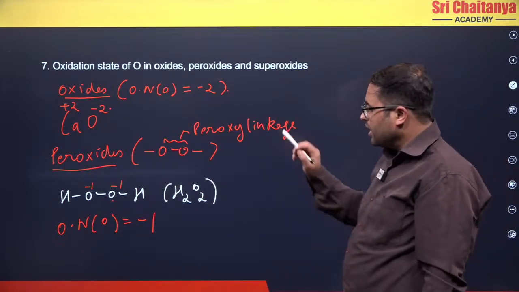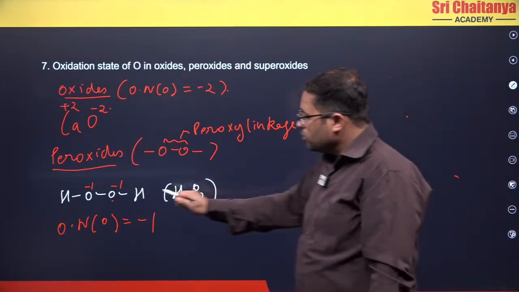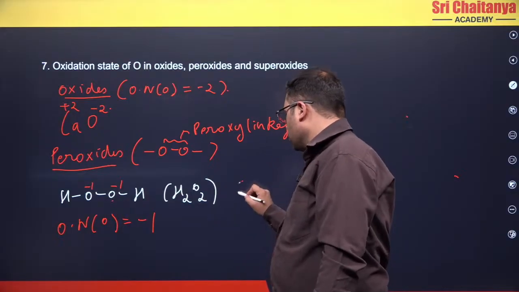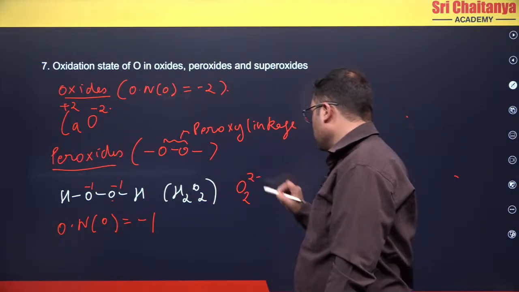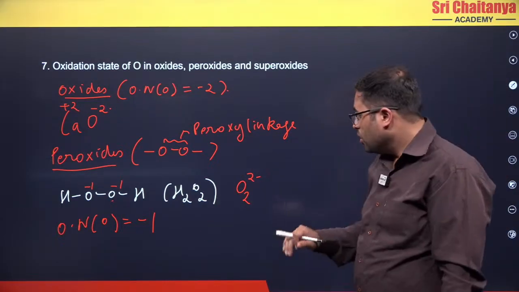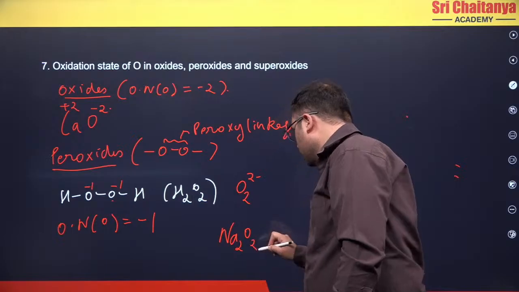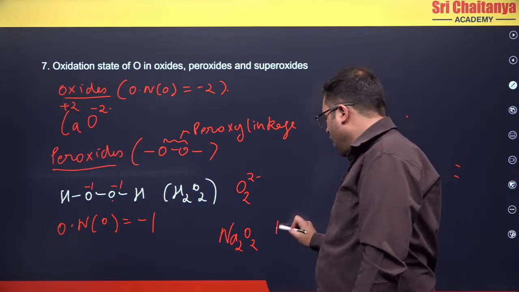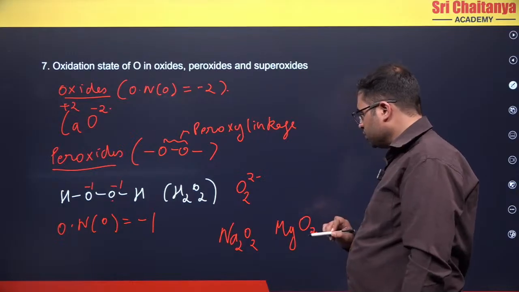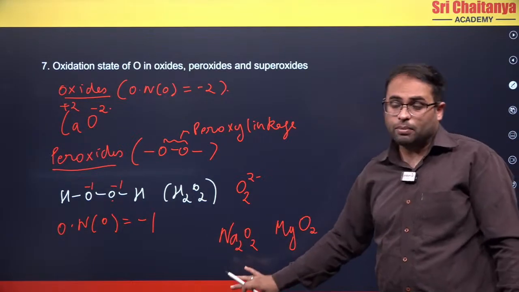This is called peroxide. Like this, you can have many other peroxides. This ion will be O2 2-, right? You can write this ion as O2 2-, and you will have many like this: Na2O2, MgO2. So like this you will have many peroxides.